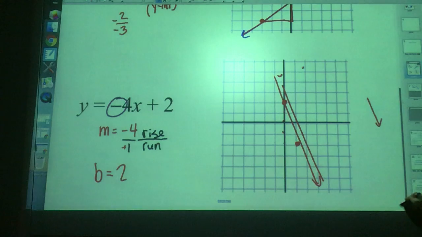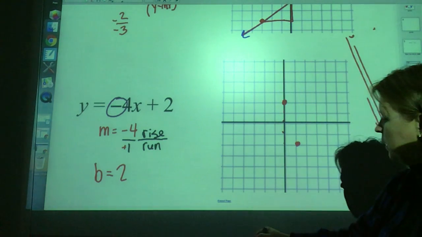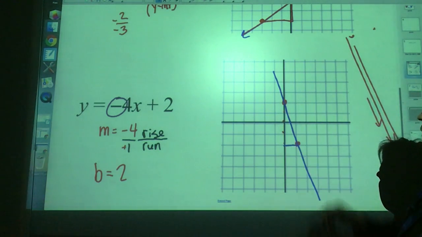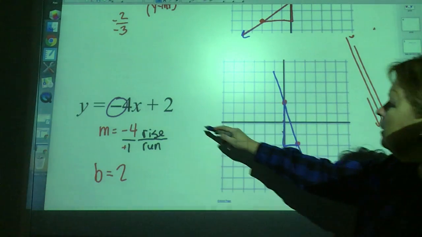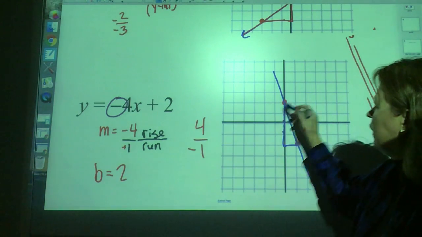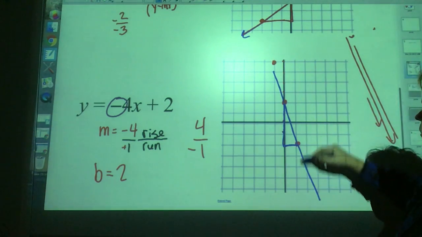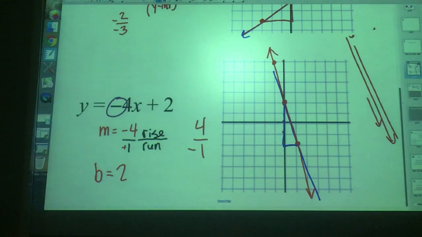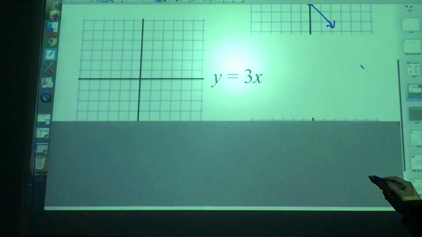This one we had 4 over -1. Again, let me clean this up and put just the one graph that we had. We went down 4 and right 1. Down 4 and right 1. We could have just as easily gone up 4 and left 1. If I would have drawn the line a little bit straighter, it would have still worked. 2 points make that line. Hopefully I didn't just totally confuse you on that.